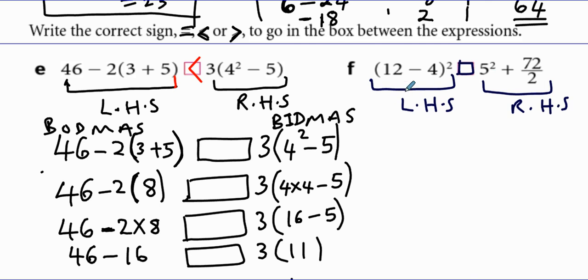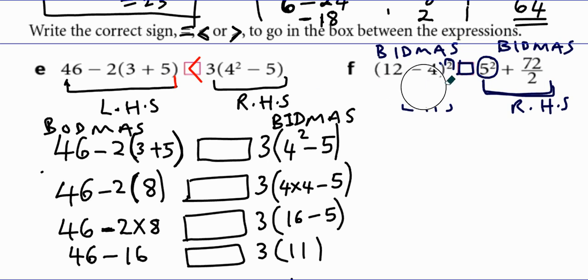Now, what do we do? If you look at the left-hand side, we have the bracket and power 2. That will mean BIDMAS and not BODMAS. If you look at the right-hand side, we have 5 to the power of 2. So there we will need BIDMAS. I hope that is clear.